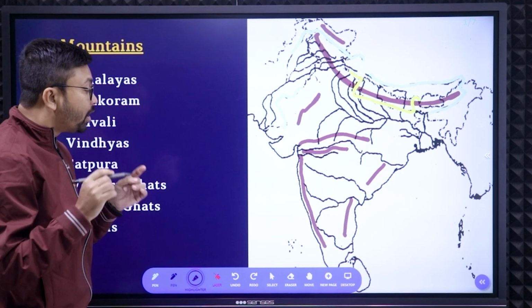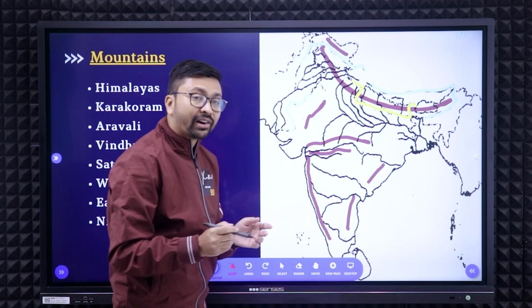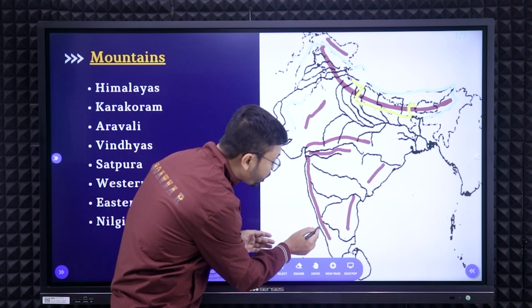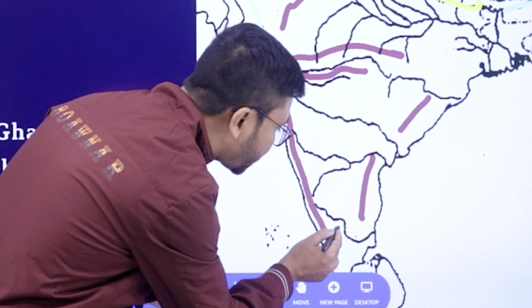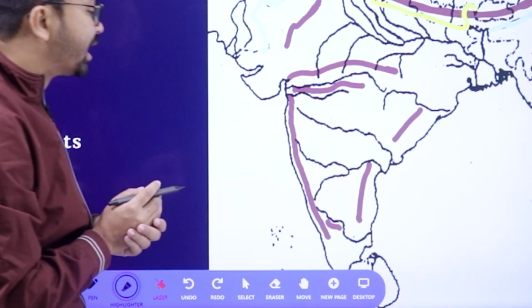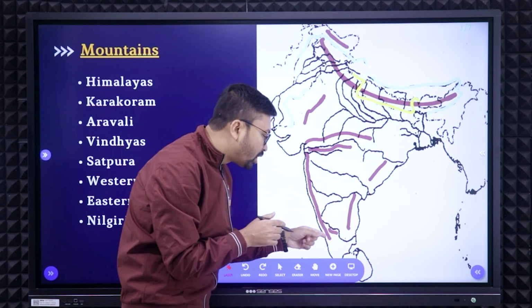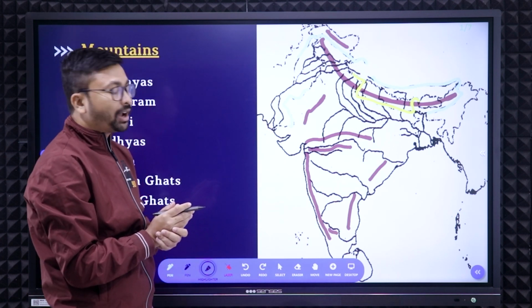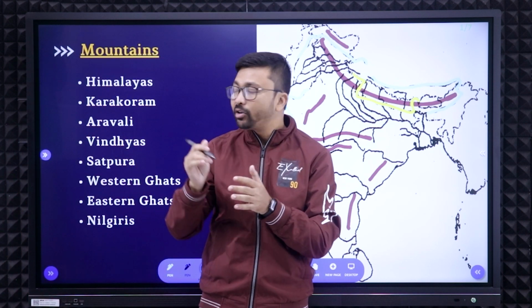Last, the Nilgiri. For the Nilgiri, you need to remember one river, that is the Kaveri river, right? So you can see the shape of the Kaveri river. Below that portion, this is the marking for the Nilgiri. Remember that shape of the river, and below the river will be the Nilgiri. So these are the mountains. All the mountains we have done.